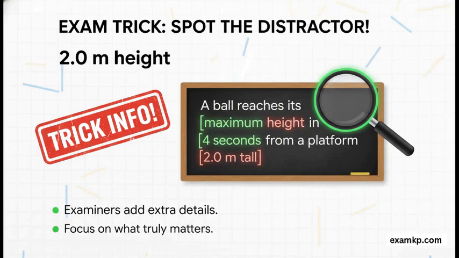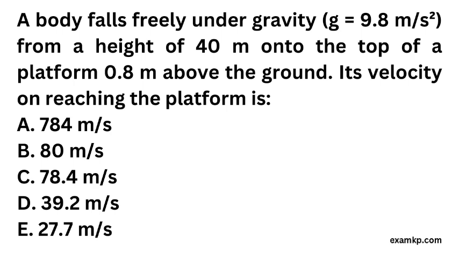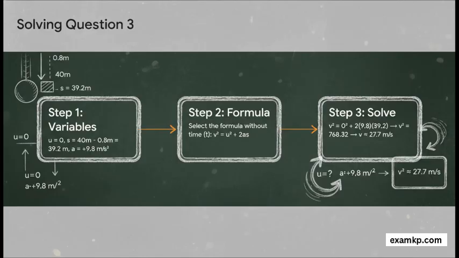All right, last one for today. And this one requires some careful reading. A body falls freely under gravity from a height of 40 meters onto the top of a platform 0.8 meters above the ground. What is its velocity on reaching the platform? The real key here is to figure out the actual distance it fell. So, first things first, we have to calculate the effective distance s.